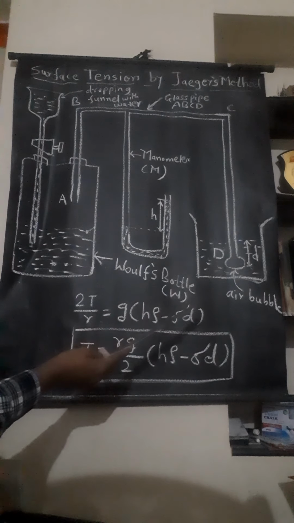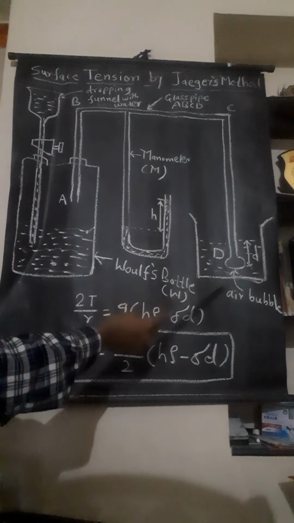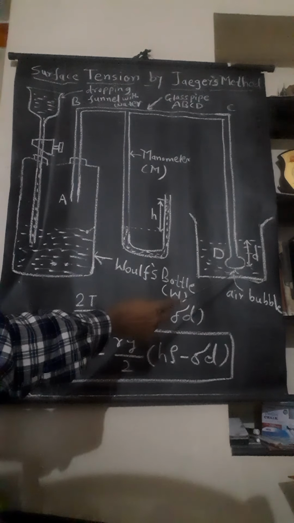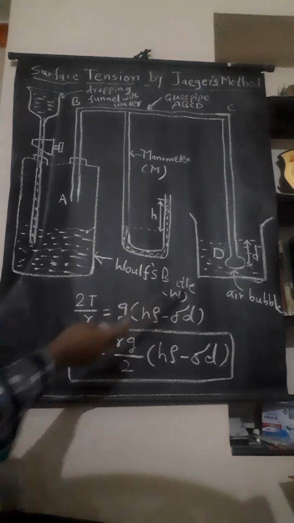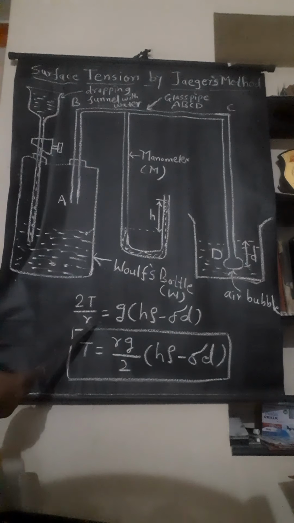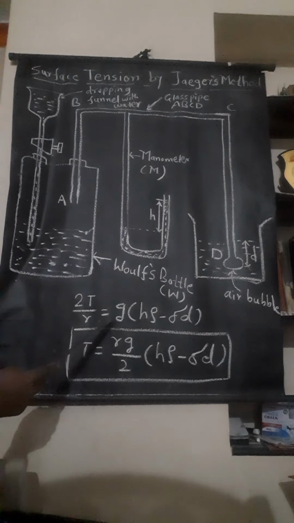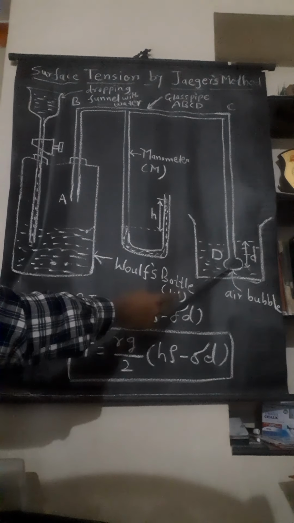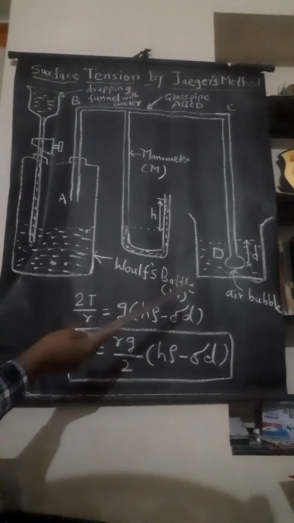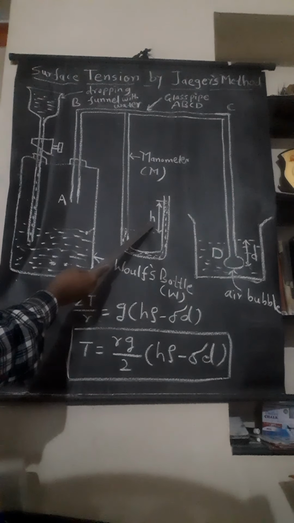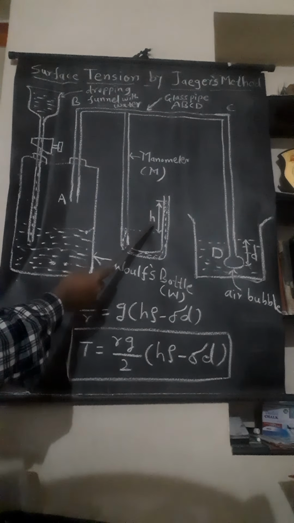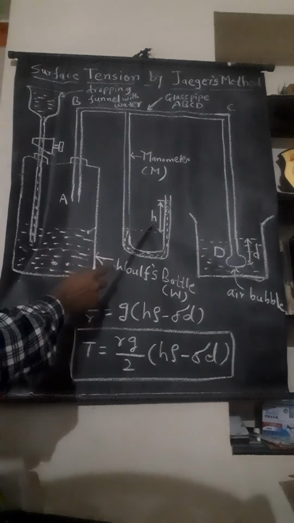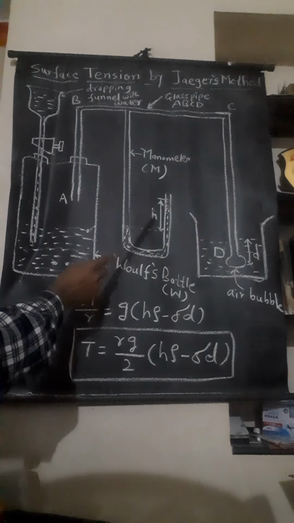It attains a semi-spherical shape of radius r, equal to that of the end D of this capillary tube. The difference H, this is the difference H in the levels of the two arms of this manometer, is noted.